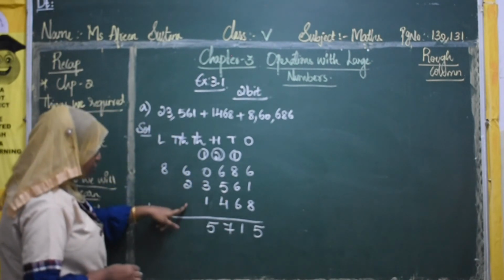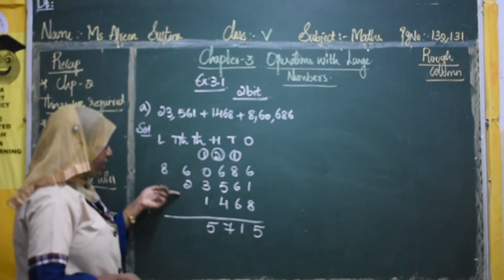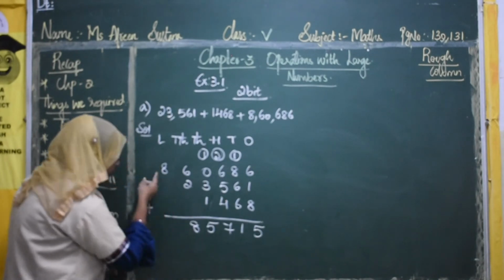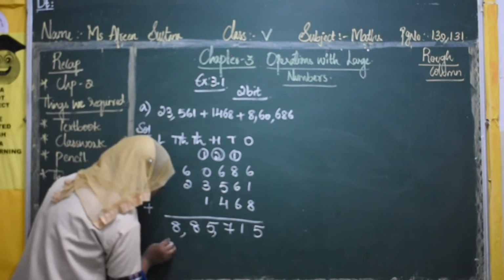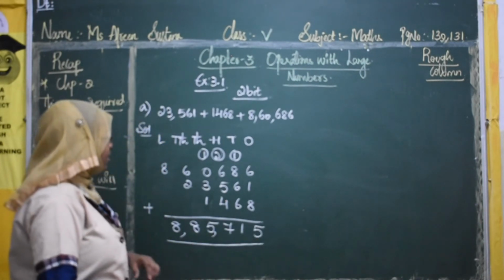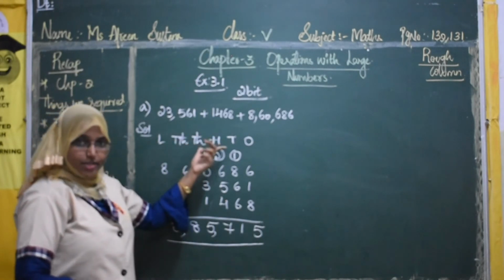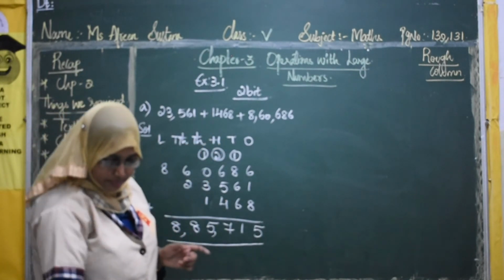6 plus 2. See, there is no number here, right? So we will consider as 0 only. So 6 plus 2 is 8. And here there is no number, it is 8. That is 8,85,715 is the answer. So what we have done, firstly we have written place values on the top, then the given numbers, and then we have done the addition.